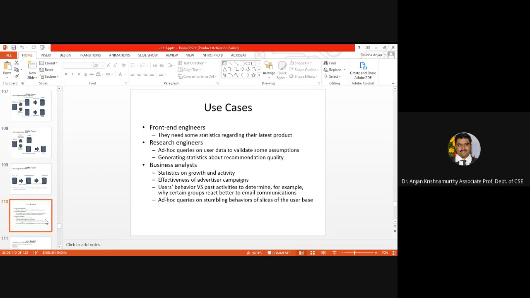A business analyst is another kind of job whose main objective is to look into the growth activity and effectiveness of whatever was done, maybe an ad campaign, then addressing ad hoc queries and stumbling on the behaviors of the different users, and determining the email behavior and the communication pattern between users.